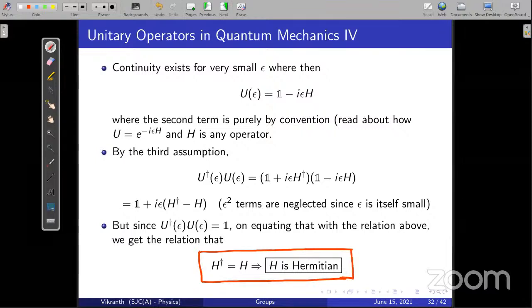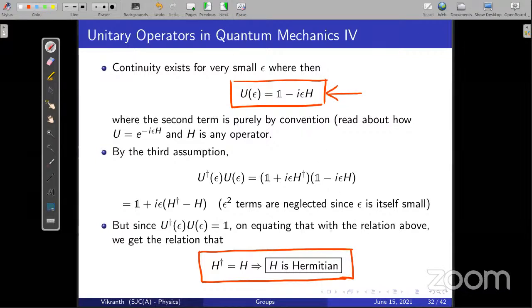You can define your unitary operator to be like so, where you have the identity matrix minus i epsilon H, where H is some operator, any operator. You don't know what it is. It can be any kind of operator, but when you make sure that it remains unitary throughout, you come to an astounding discovery: whatever operator you take in this definition has to be Hermitian always.